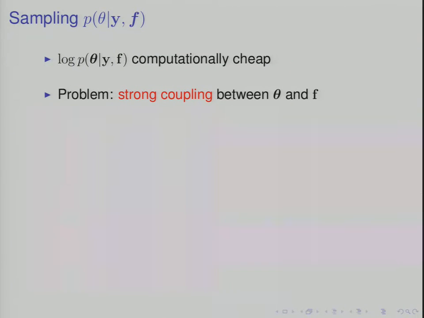Then how about sampling the hyperparameters? Well, the conditional density function is cheap to compute. There's no problem with that, but the main problem is that these hyperparameters and function values are strongly coupled. In Gaussian processes, there's a strong structure in the prior. So if you have a lot of function values given, then the distribution of the hyperparameters is almost like a delta distribution. So we need to reduce that coupling somehow.